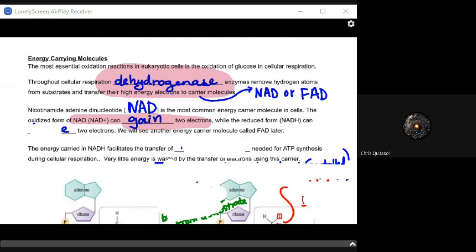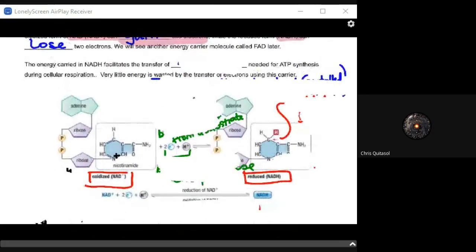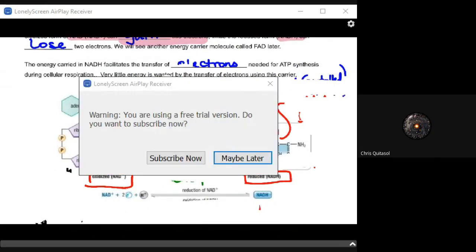While the reduced form, NADH, can lose 2 electrons. We will see another energy carrier molecule called FAD later. But the biggest one for us is that NAD molecule, nicotinamide adenine dinucleotide, because it's so common in cells of every walk of life that we can utilize it quite often. So the energy carried by NADH facilitates that transfer of electrons needed for ATP synthesis, okay?